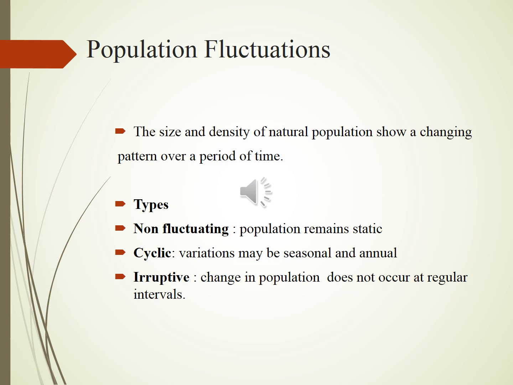Population fluctuations. The size and density of natural population show a changing pattern over a period of time. Types of fluctuations. Non-fluctuation, which means population remains static. In cyclic, variations may be seasonal and annual. Third one is interruptive. Change in population does not occur at regular intervals.